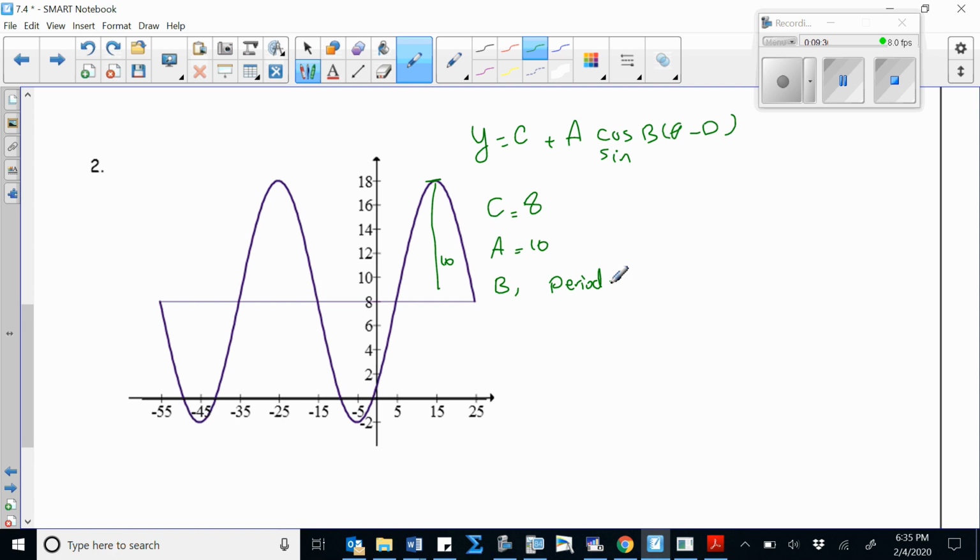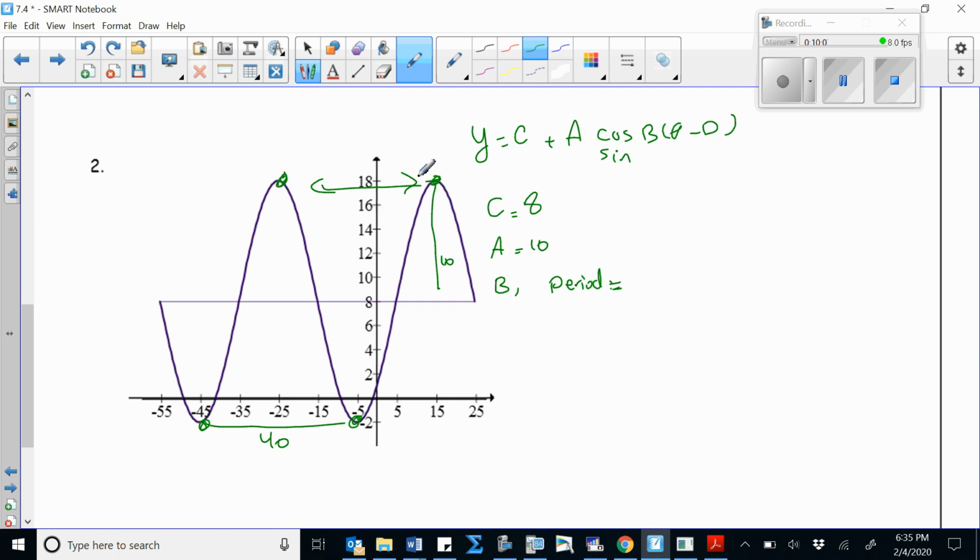And then to find the B value, we need to find the period first. To find the period, we are going to consider two consecutive high points or low points, like these ones, or the distance between these ones. As you see, the distance between negative 5 and negative 45 is 40. We're just taking the distance between them, so we don't care if they are negative. Just drop the negatives and find the distance between them.